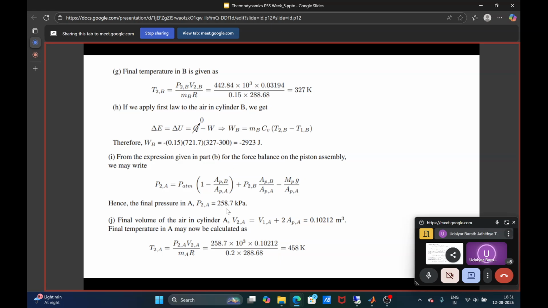and since we know the final pressure in cylinder B, we're using the same expression from the force balance which we did, so that will still remain the same. So now instead of the pressure in cylinder A, we know the pressure in cylinder B, so we can estimate the other. So substituting the values again, this is how the expression will look. So substituting the values, we get P2A as 258.7 kilopascal.